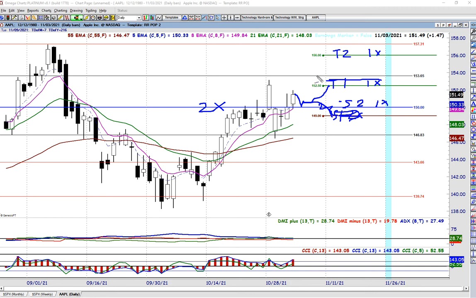All right, so there you have it. What are we looking for? If we get the bounce and the move up, 152.5 and 156 are our exits. Our initial stop is going to be at 149.